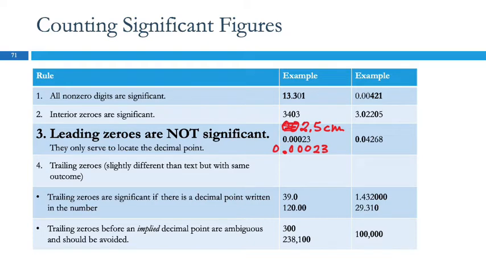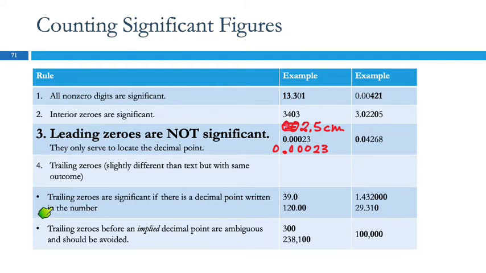So interior zeros, always significant. Leading zeros, never significant. And then trailing zeros, sometimes yes, sometimes no. So trailing zeros, and the way I explain this is a little different than what the textbook says, but the outcome is the same. So if you like the textbook version, go ahead and use that. This is how I think of it.